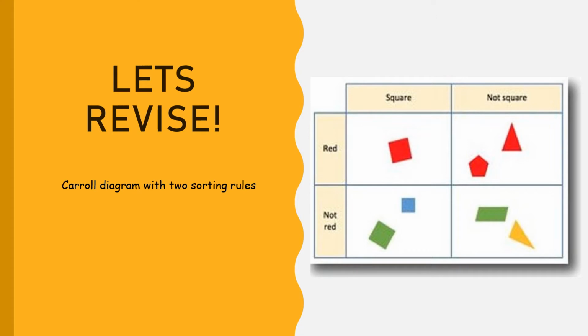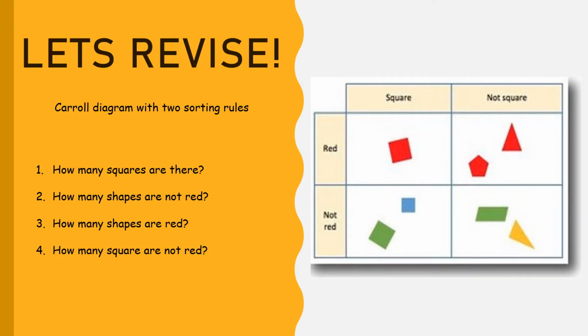The shapes are divided so that if it is a square and red, I will put it here. If it is not a square and red, I will put it here. If it is not red and square, I will put it here, and if it is not square and not red, I will put it here. I hope you remember what we have learned in this class. If I ask you how many squares are there in total, yes, there are 3 squares.